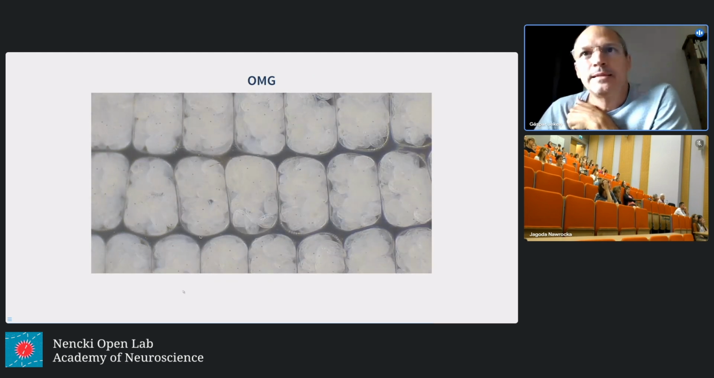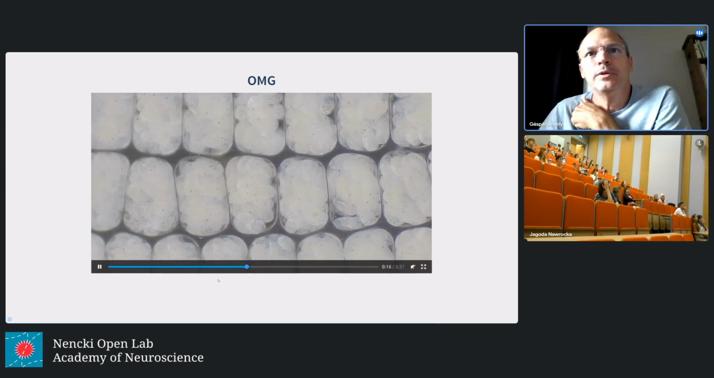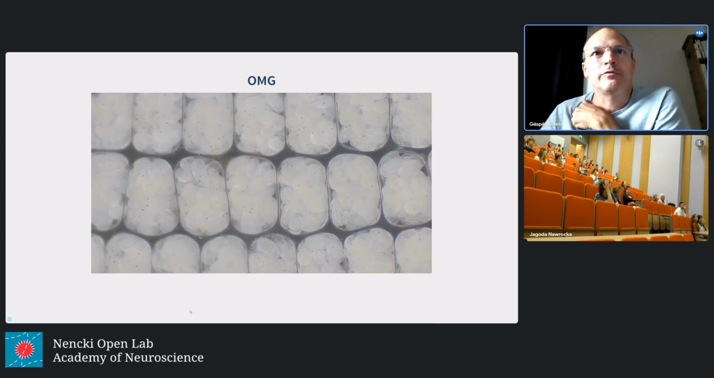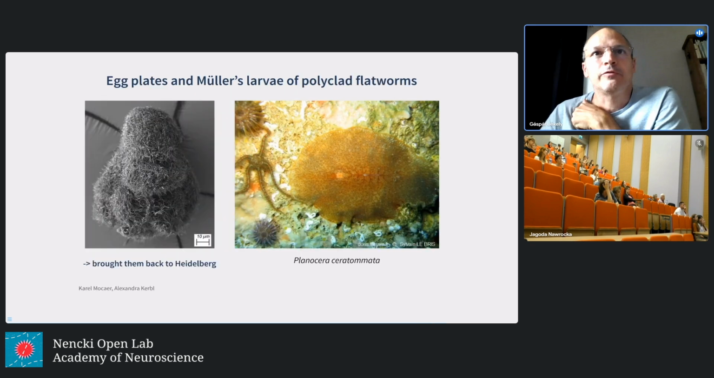And when these larvae hatch, or we take them out from their capsule, then they are actually phototactic and swim to the light. And this is a scanning micrograph of one such larva. It's also fully ciliated, but this larva has eye spots, and this is the larva of a flatworm, a polyclad flatworm that lives in the Mediterranean called Planocera.